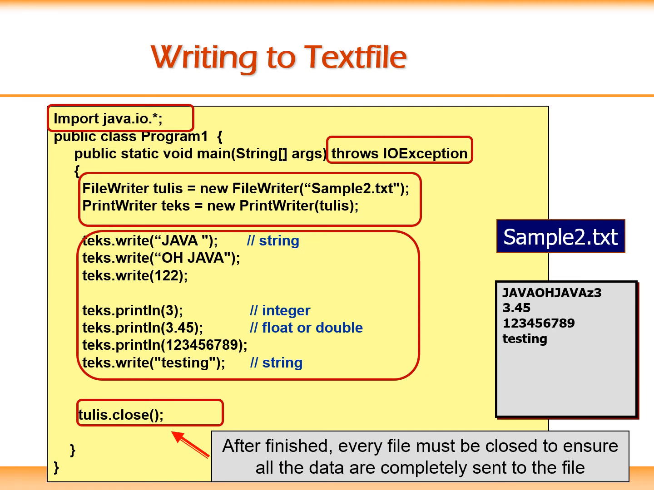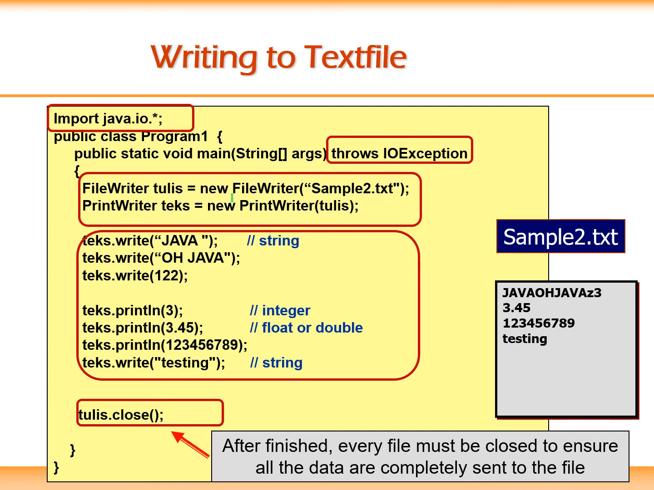Okay, let's say you are writing to a text file. You need to import java.io, and because you are dealing with files, you need to use the exception that we learned before. There are two ways: either you use throws IOException at the method that is calling for the files, or you can use try catch. Either one. For example, I mentioned if you want to write, you need to use a combination of two objects: one is file writer, the other one is print writer.